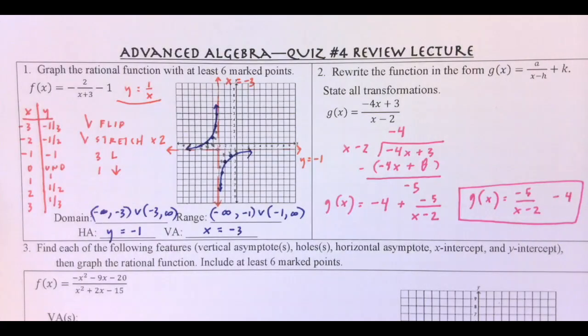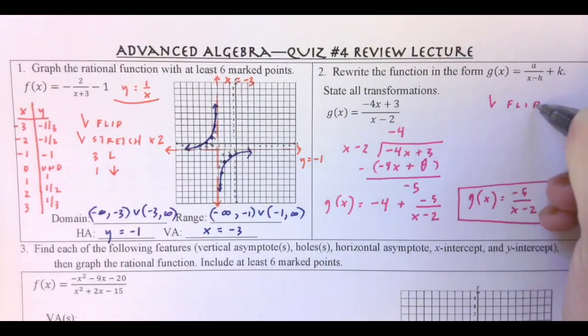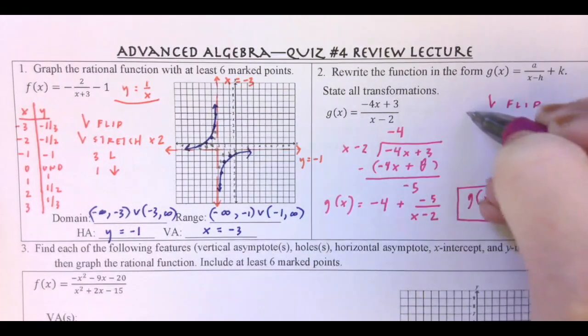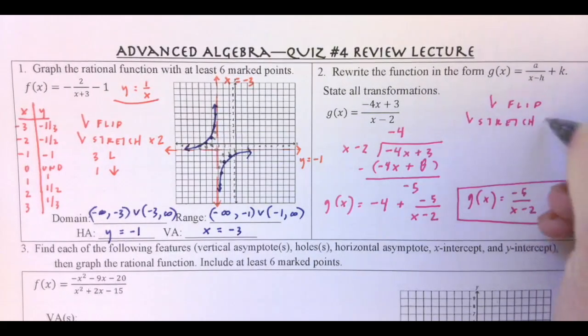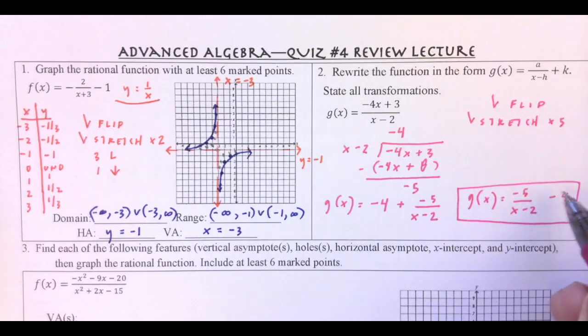Okay, and then when I state them, I see a vertical flip, right? That's the negative. A vertical stretch by a factor of 5. Okay, and then I see 2 to the right and 4 down.